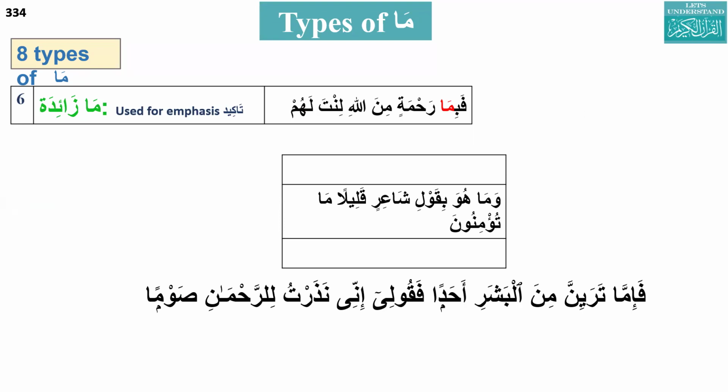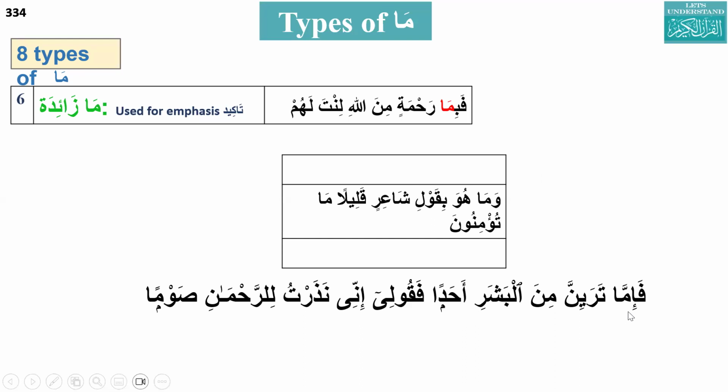Then we discussed last time ma zaida, and most of the time it is used for emphasis. So it basically magnifies the meaning of the noun, as we have seen last time, that it affects the other word. Instead of translating it separately, we can use it to affect or magnify, to put more emphasis on the word. Like, this is one of the examples we have.